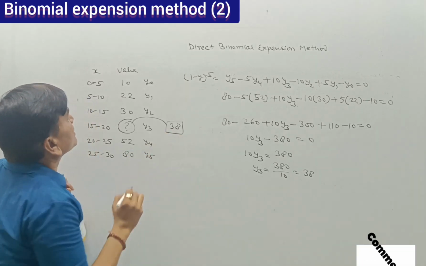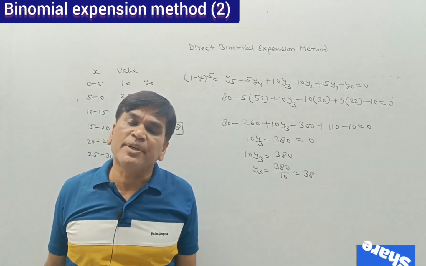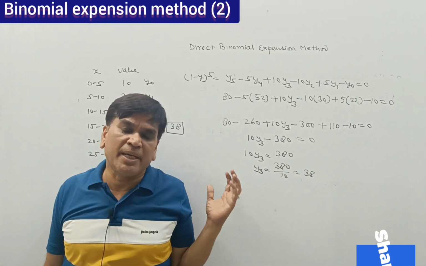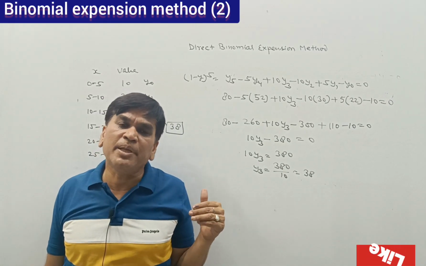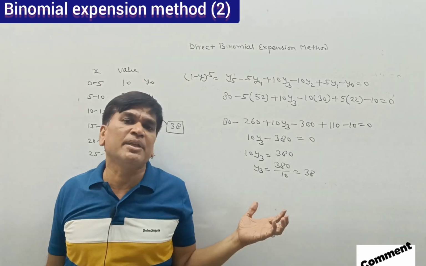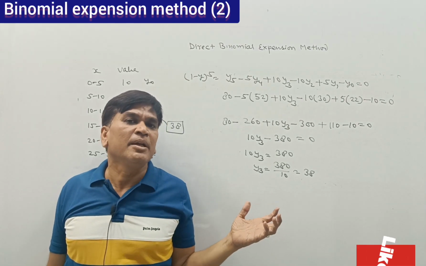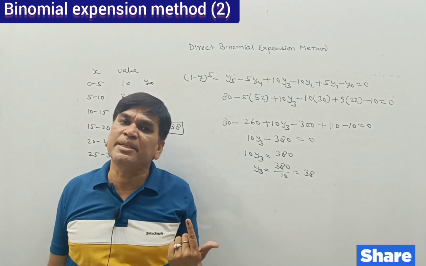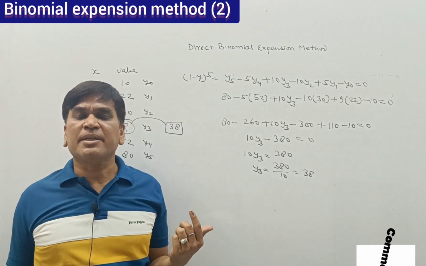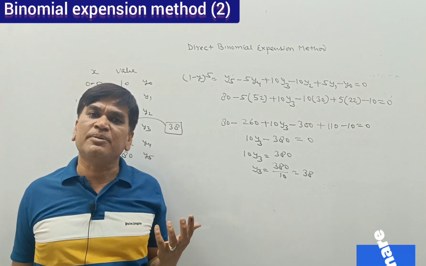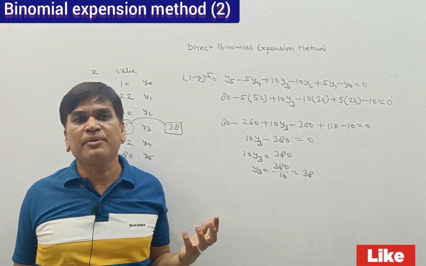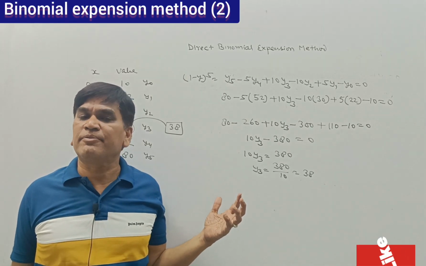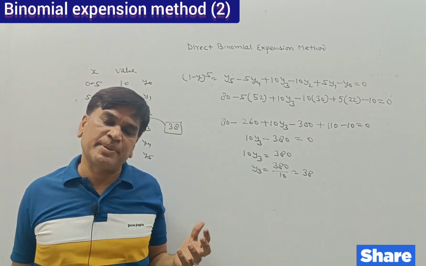So with the help of this, we can very easily interpolate the missing values. I think with the help of this video, you may learn how to calculate a missing value with the binomial expansion method when one frequency is missing. When two frequencies are missing, we will discuss it in the next video. I hope this video will be helpful for you to learn how to calculate a missing frequency with the binomial expansion method. Thank you.